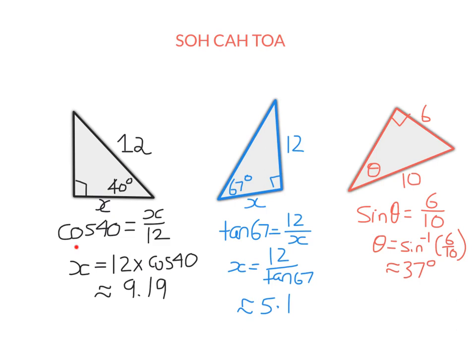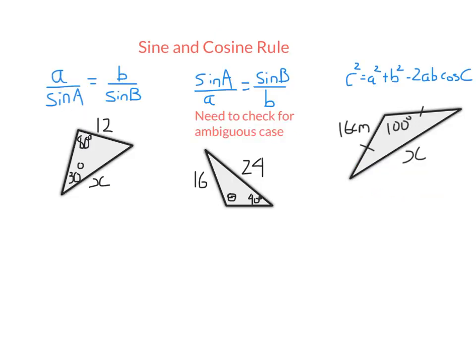So sine, cos, or tan when you're finding a side; sine inverse, cos inverse, or tan inverse when you're finding an angle. Now this SOHCAHTOA acronym only works for right-angled triangles. Let's now look at non-right-angled triangles. In non-right-angled triangles, we have the sine and cosine rules to help us find unknown angles and sides.